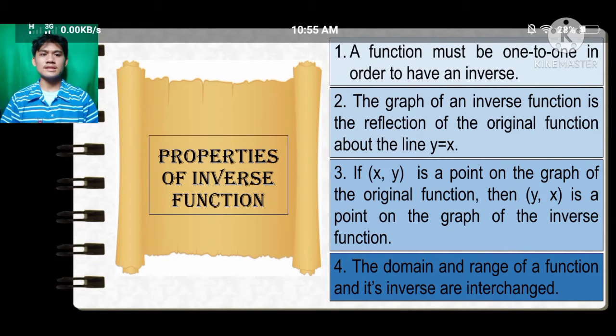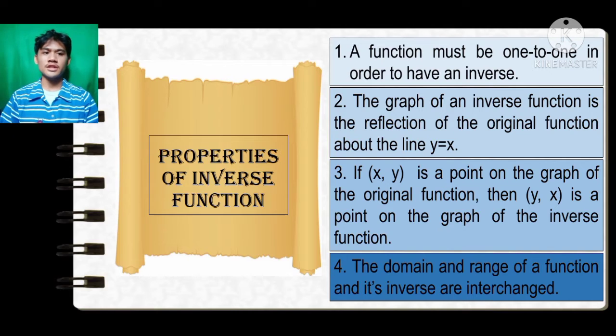So these are the properties of an inverse function. First, a function must be one-to-one in order to have an inverse, since some functions don't have inverse functions. So we have to do some restriction to make it a one-to-one function. The second one is the graph of an inverse function is the reflection of the original function about the line y equals x.